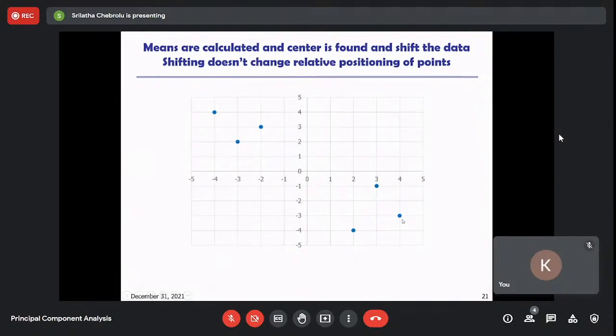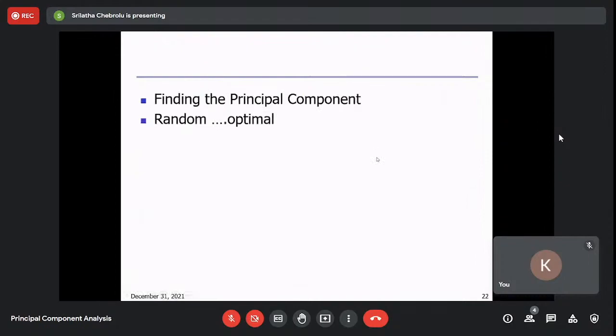But still, if you see, their relative position has not changed. Their relative position has not changed. We have just moved the data points to the mean as the origin. And then next you have to find the principal component. Principal component is a dimension, right?